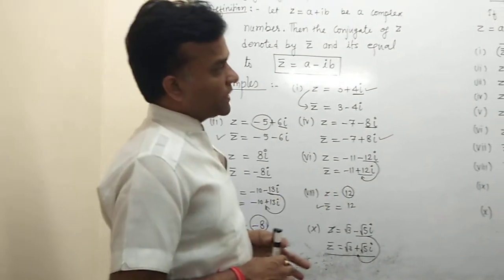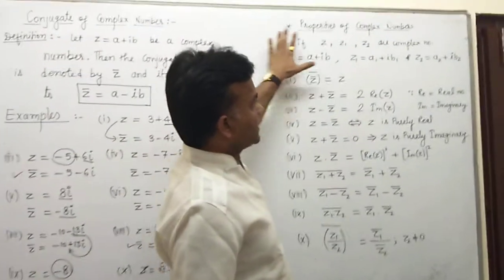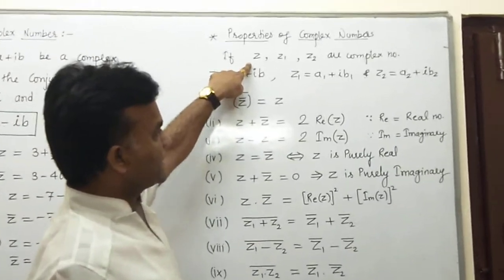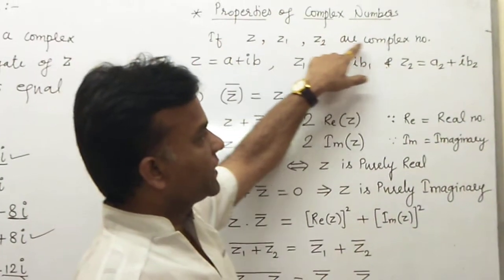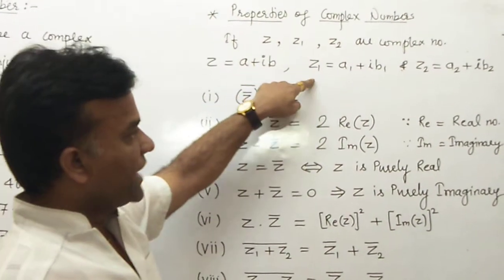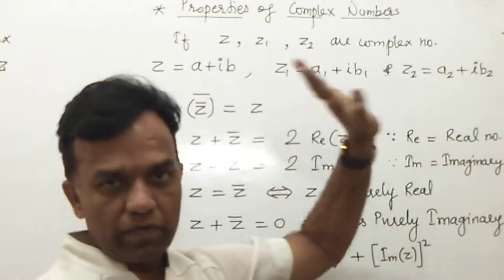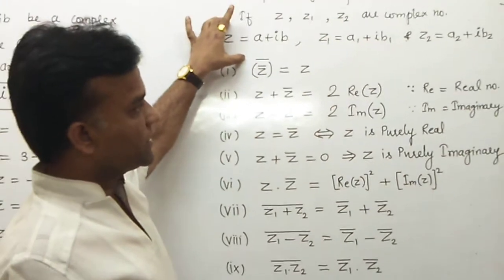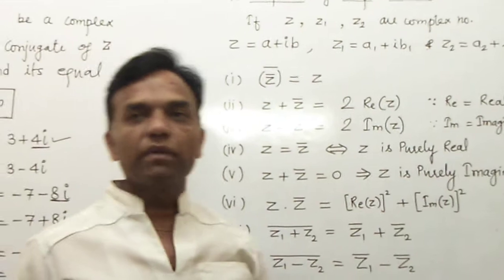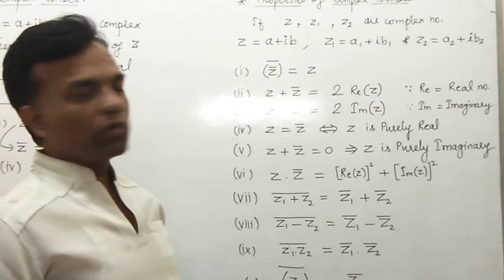Now some properties that are related to the conjugate. So now we discuss some properties of complex numbers related to the conjugate. Okay, so now z, z1, z2 are complex numbers, and z equal to a plus ib, z1 equal to a1 plus ib1, and z2 equal to a2 plus ib2. So this is the definition, because we define that z, z1 and z2 are complex numbers, and we also show what they mean. What do you mean by z, by z1, and by z2?